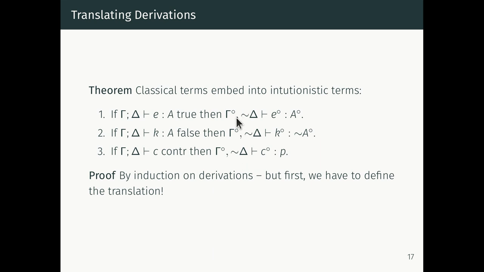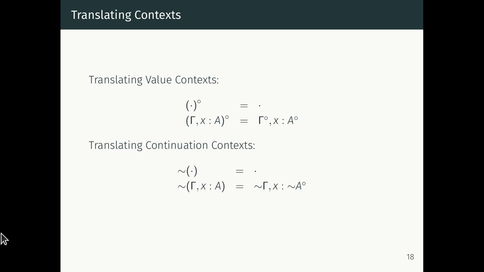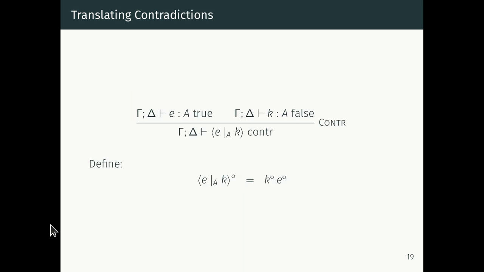And in all three of these cases, we're going to translate the context in some systematic fashion. So let's do that. How can we translate the value context? Well, the obvious thing to do is to translate variables to variables. So if classically we have a proof variable of type A, we'll just send it to an intuitionistic variable of translation of A. And if we have a refutation hypothesis of A, we're going to send it to the translation of A negated. So every true hypothesis will be sent to its translation, and every refutation variable will be sent to the negation of its translation. Okay, so that's a sensible thing to do, but can we actually give a translation on terms?